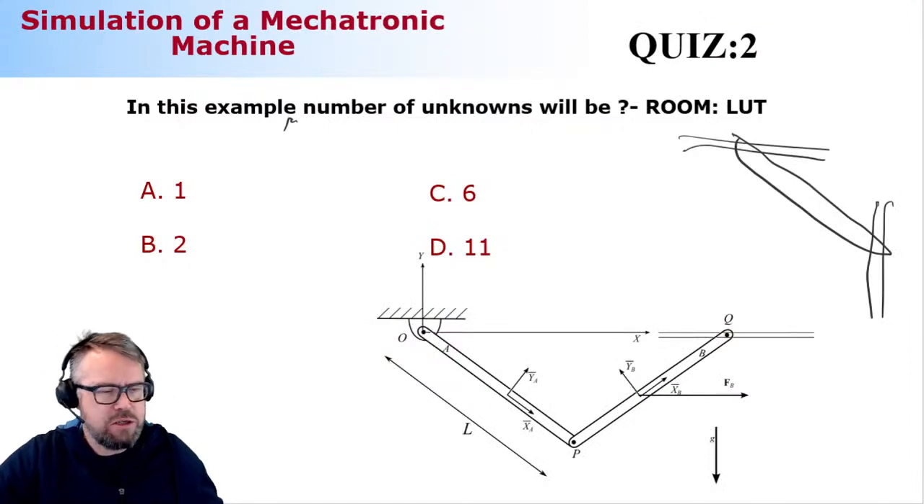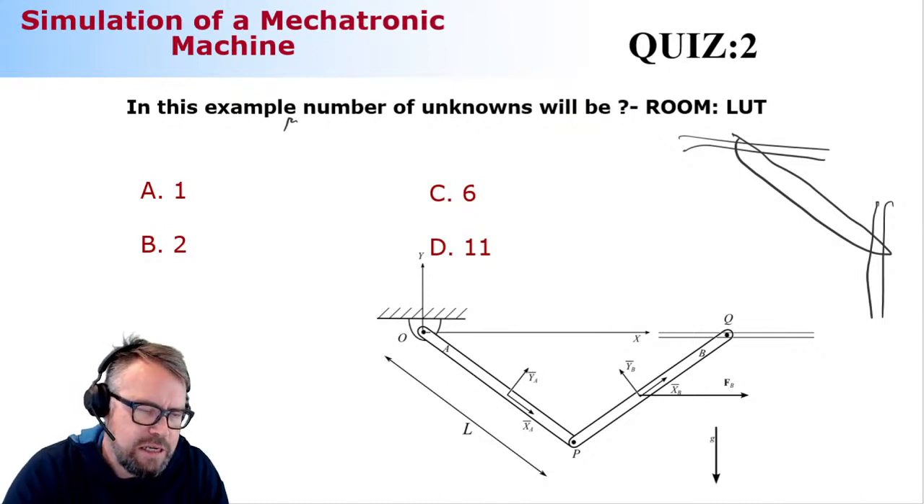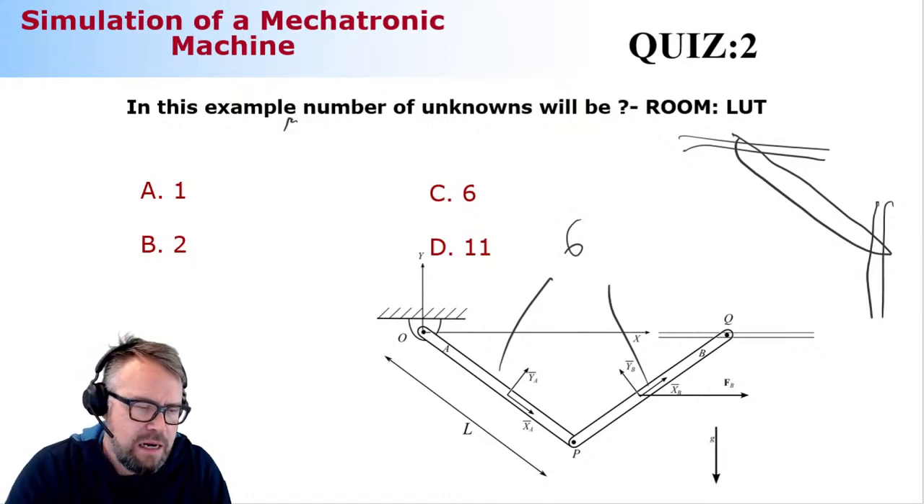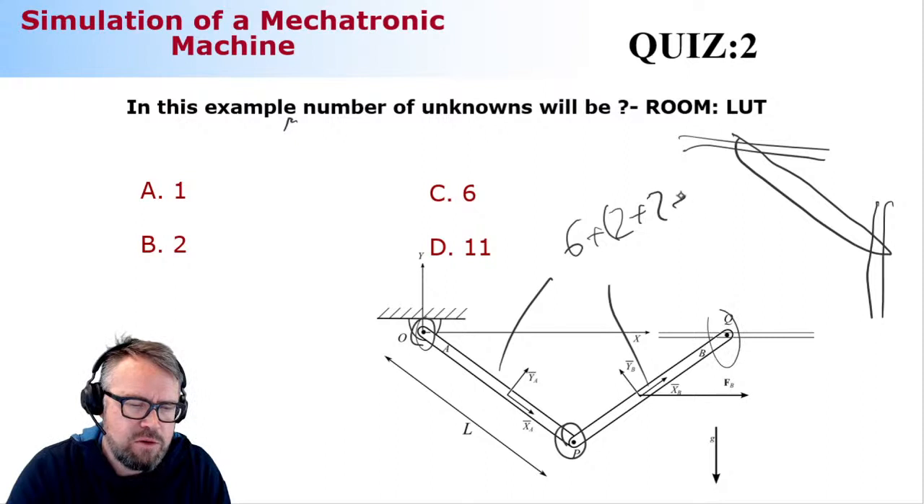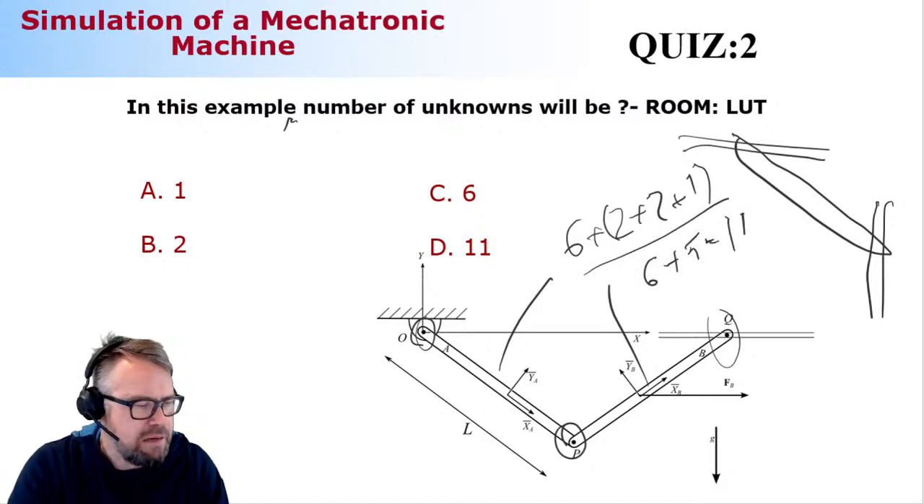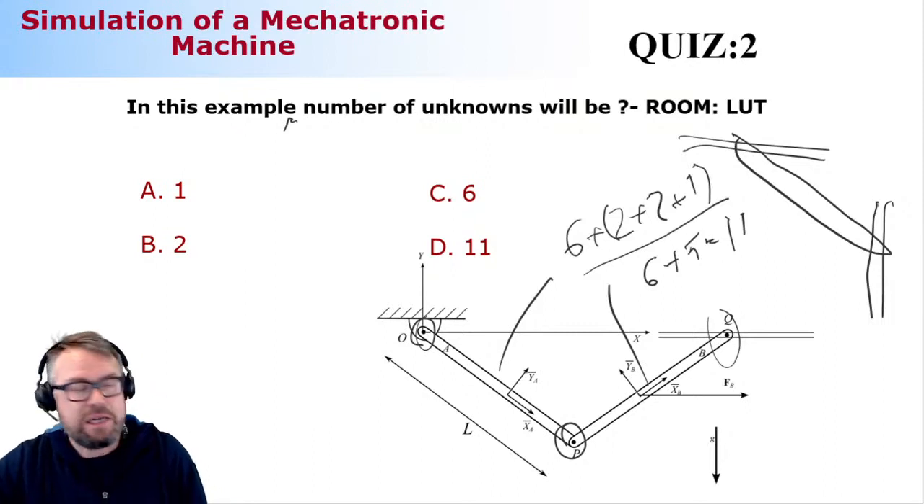Okay, in this system we have two moving bodies. That means there are going to be 6 generalized coordinates. Then I have revolutes here and revolutes here, so that's already 2 plus 2 constraints. And then one prismatic joint here, which is 1. So it's going to be 6 plus 5, that's 11. 11 is the correct number. So there are 11 unknowns in this particular case.